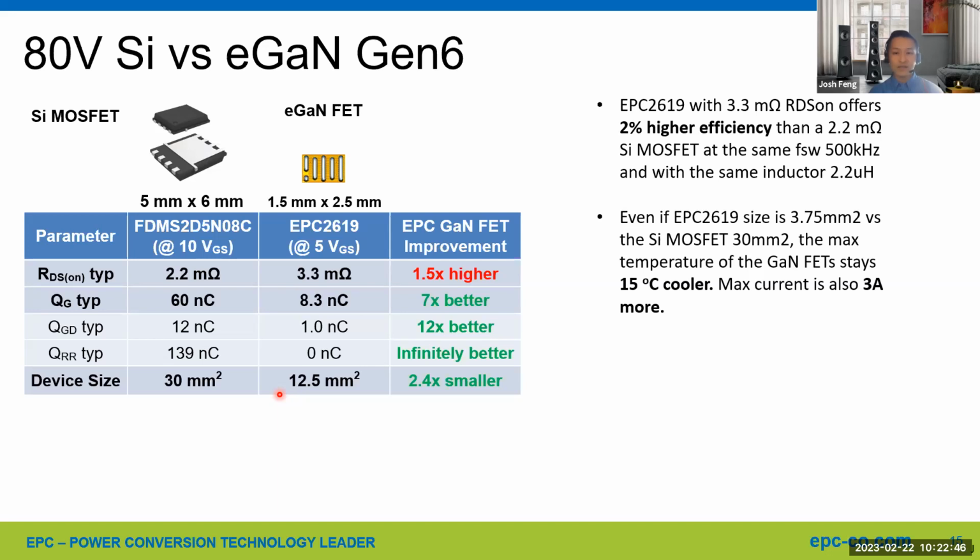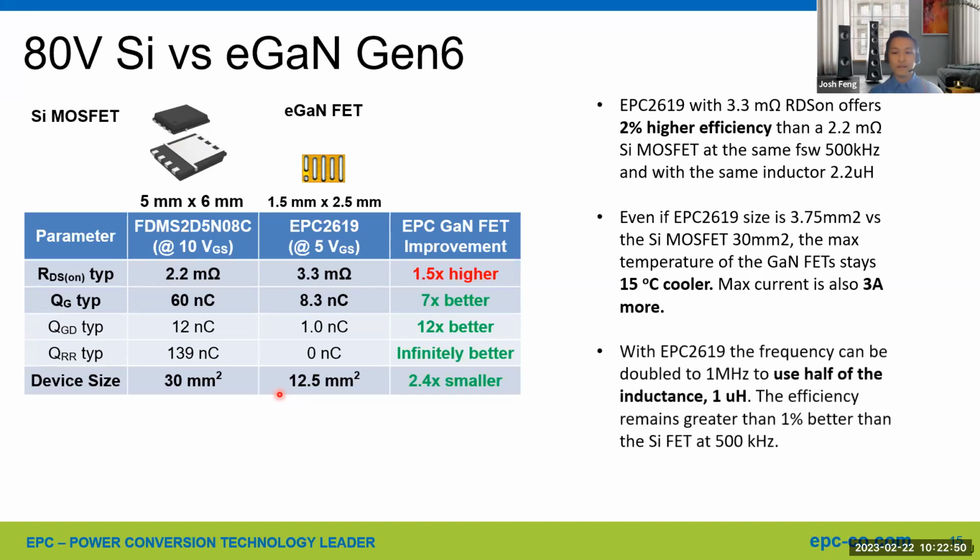And on top of that, the max current can even push 3 amperes more. Last but not least, because of much better figures of merit, 2619 is even able to switch at double the switching frequency, in this case 1 megahertz, and use half of the inductance, 1 microhenry, to further reduce the space. And the efficiency, by the way, is still at least 1% better than silicon at 500 kilohertz.